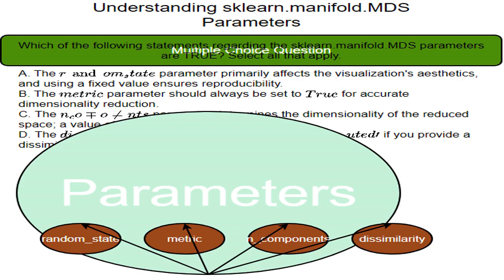I see this parameter controls the randomness in the multidimensional scaling (MDS) algorithm. Think of it like setting the seed in a random number generator. A fixed value ensures you get the same results every time you run the code, making your analysis reproducible. This is mainly useful for comparing results across different runs or sharing your work with others. It doesn't drastically change the final arrangement of points, but rather ensures consistency.